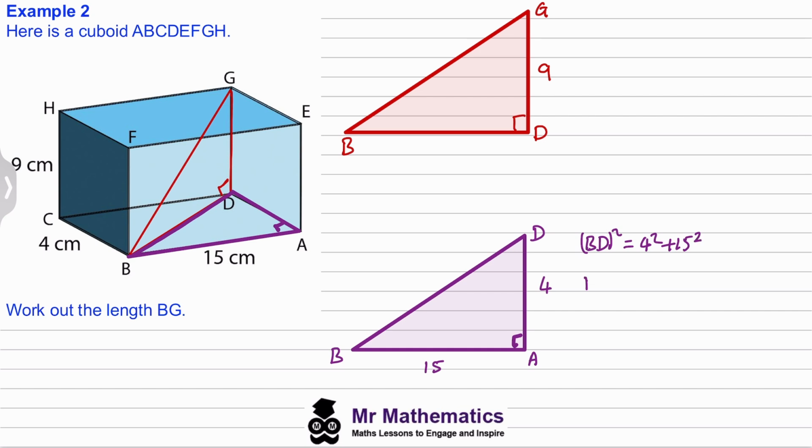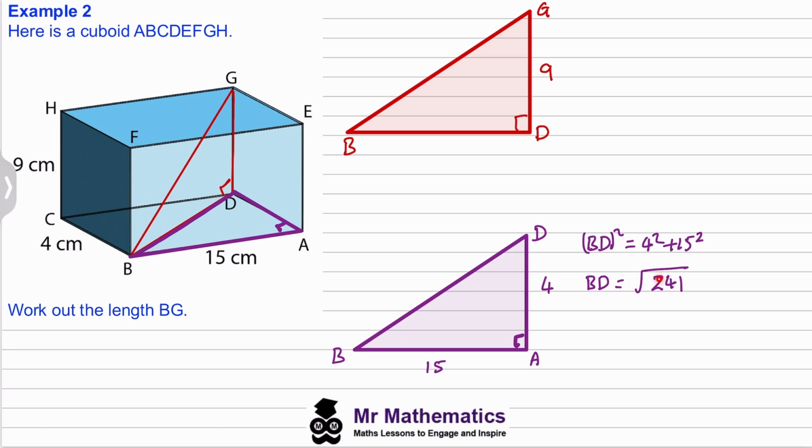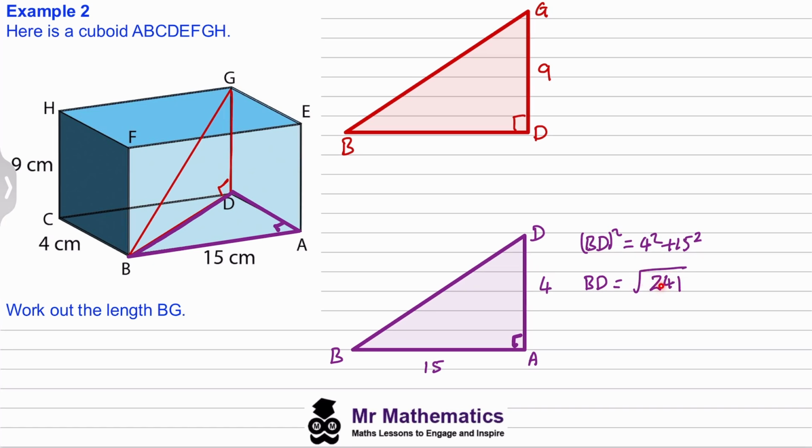So we can work out BD. We'll take the square root of both sides. And 4 squared is 16, 15 squared is 225. So this will be the square root of 241. So we could work this out as a decimal, but we're going to square this when we apply Pythagoras' theorem to this triangle. So it's easier to leave this in square root form.